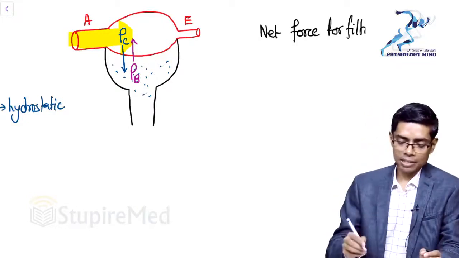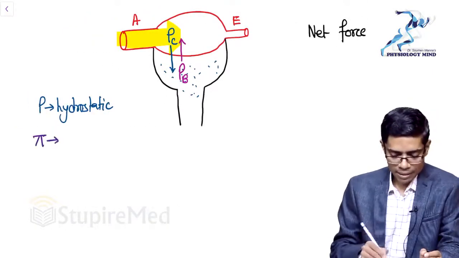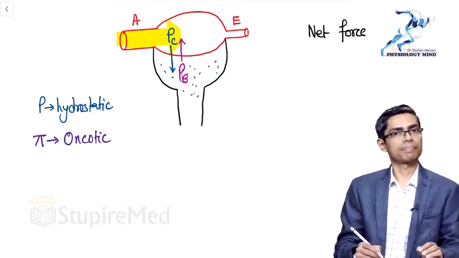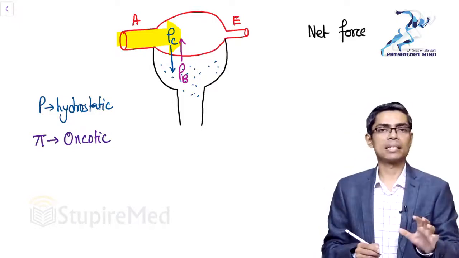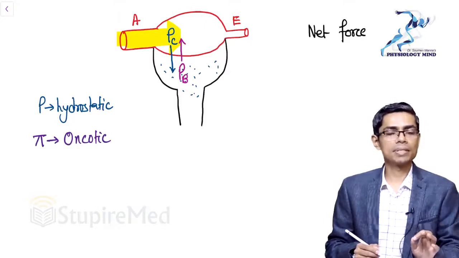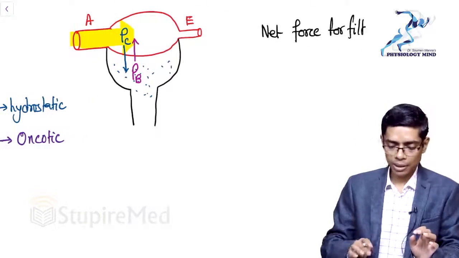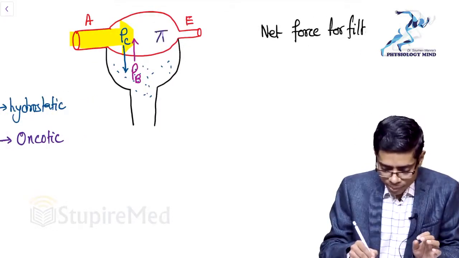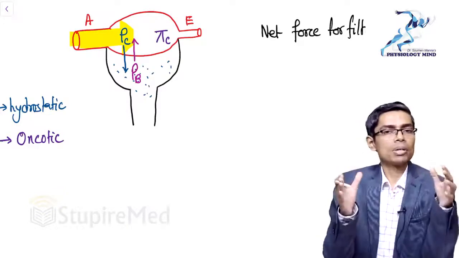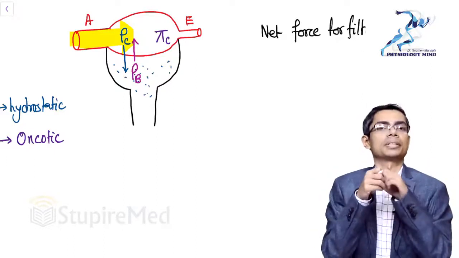Now apart from hydrostatic force, there is another force which is known as pi. Pi is nothing but oncotic pressure or oncotic forces. Oncotic force is nothing but an osmotic tension due to plasma proteins. Okay, so it's basically osmotic forces which is due to plasma protein. So at the level of capillary, suppose this is pi C, oncotic pressure of capillary. Now you know that oncotic pressure has a tendency to drag water into the same compartment.